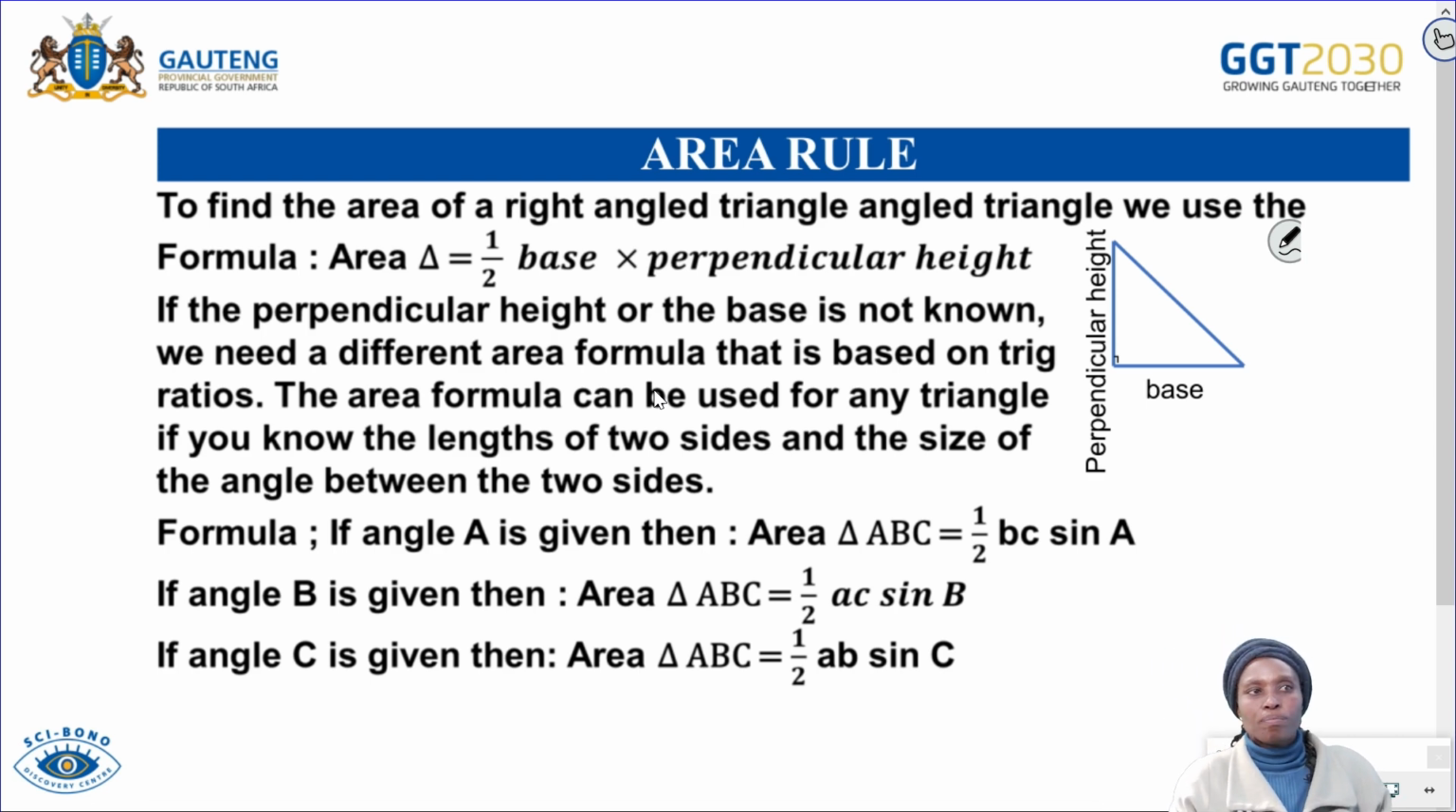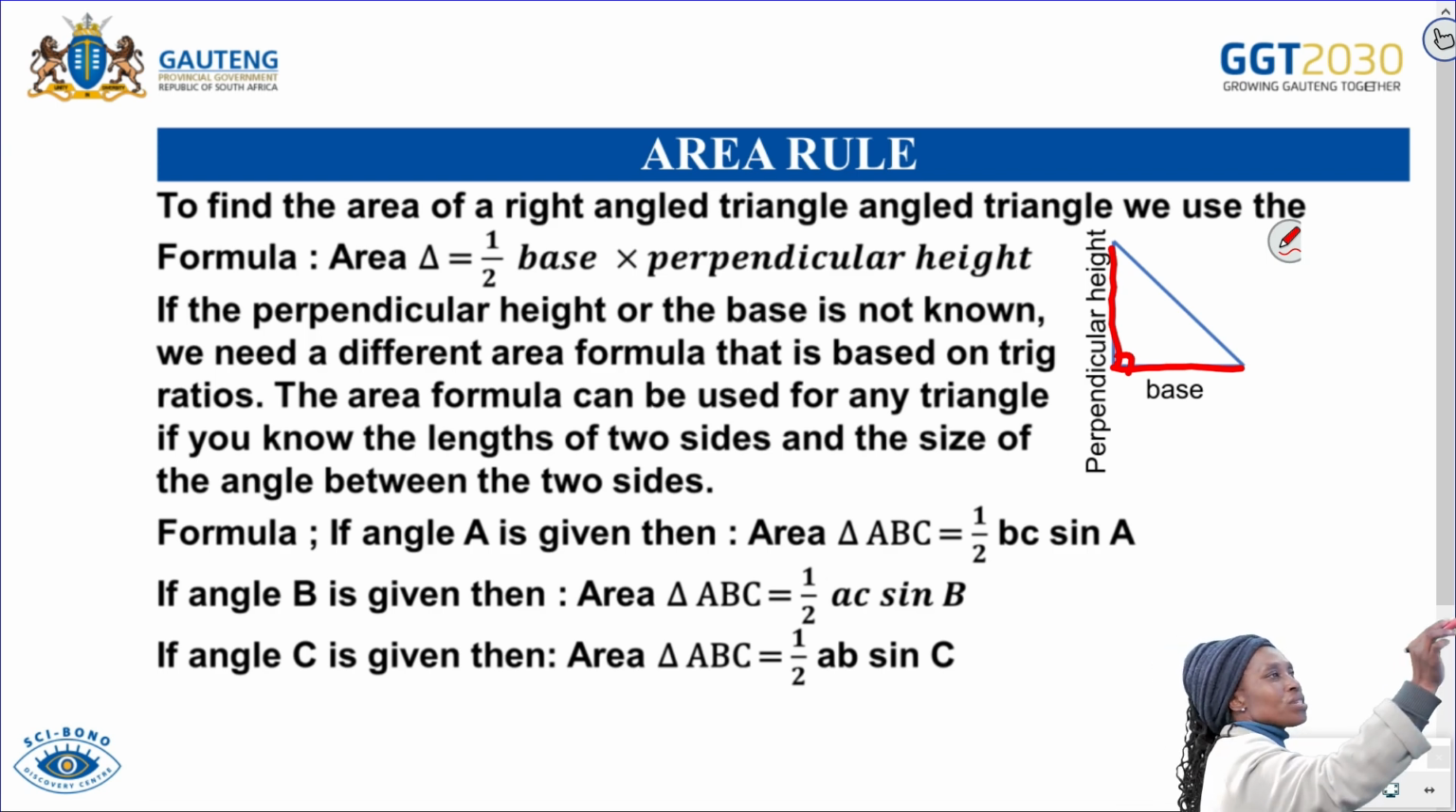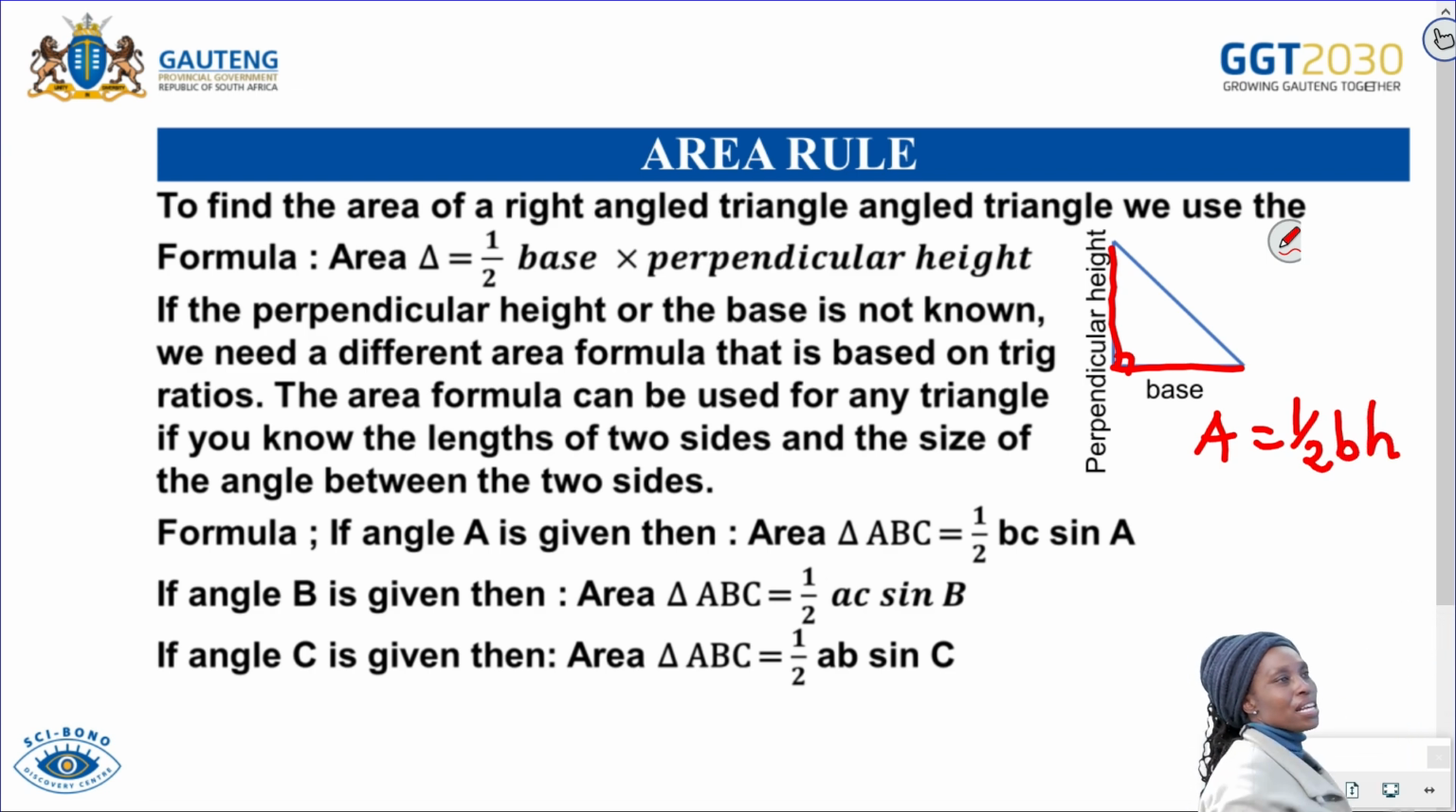Let's go to the area rule. Remember, I said to you, when calculating the area of a triangle, you must have a perpendicular height, which is this one. This is your perpendicular height. And you must have a base on a right angle triangle for you to calculate using A equal to half base times the perpendicular height. But if you don't know your base or your perpendicular height, then opt for what? Opt for the area rule.